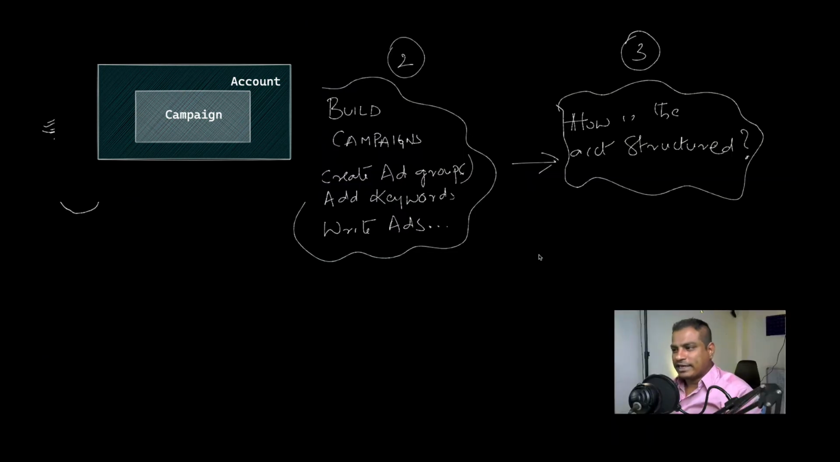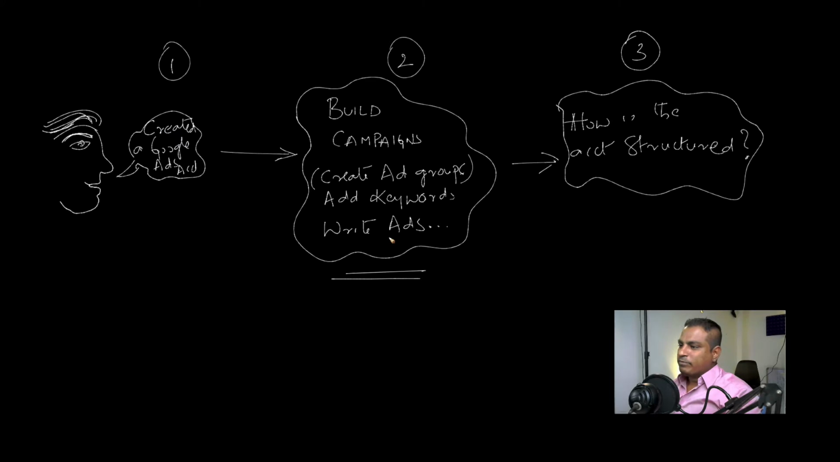Now, when you start looking at the second stage, it says create ad groups, add keywords, write ads. These are all the activities that you would be doing when you create a Google Ads account. We would be discussing each of these things as we move forward. So do not get confused, and there is absolutely no need to panic. This is just a step in the series of steps that you would be doing when you start creating a campaign when you work with Google Ads. That's the second step, which is called building campaigns.